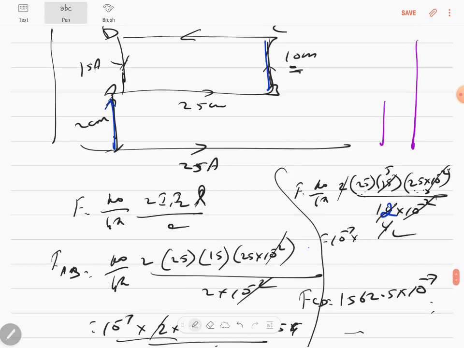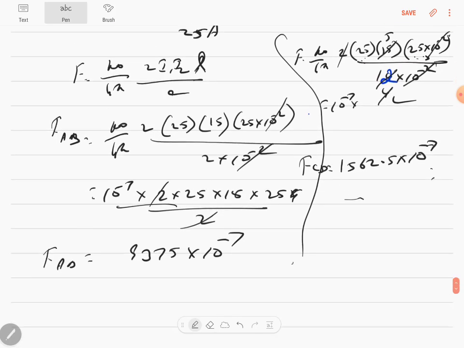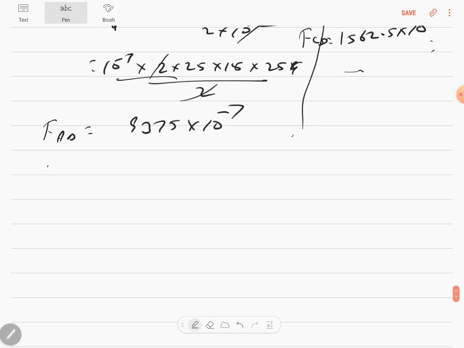And which force is more? Obviously the one which is closer will be more than the one which is farther away. And you know FAB will be greater. So net force will be this force minus this force. So FAB minus FCD will be the net force.